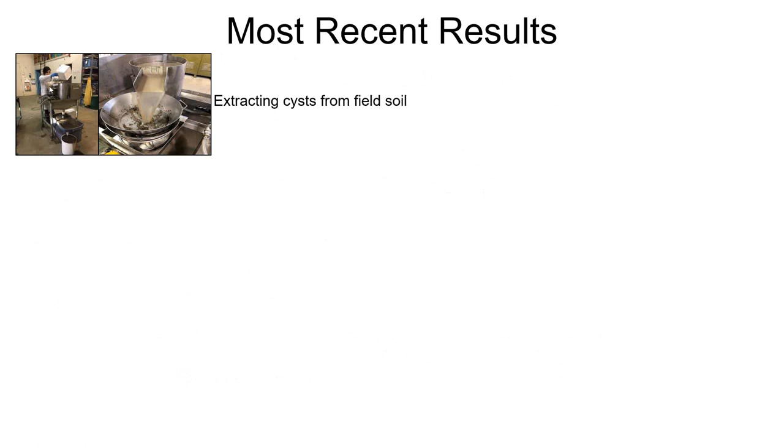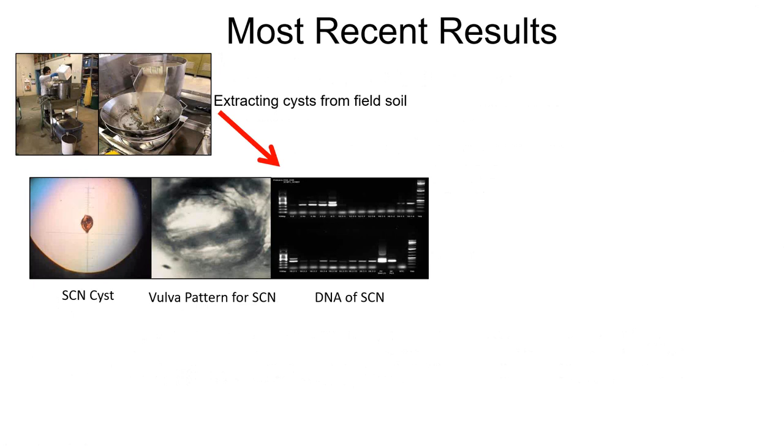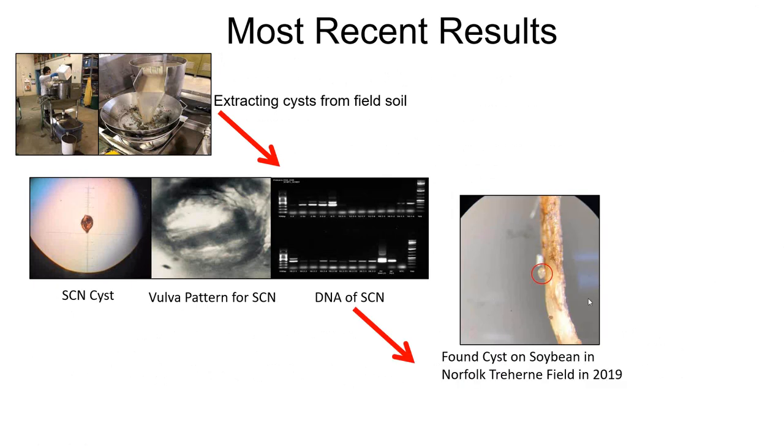Okay, and what do we do here? This is my student Nazanin extracting the soil with a cyst extractor, looking at the cysts, and then doing the molecular analysis to prove that they were SCN. And then she actually found the nematode.